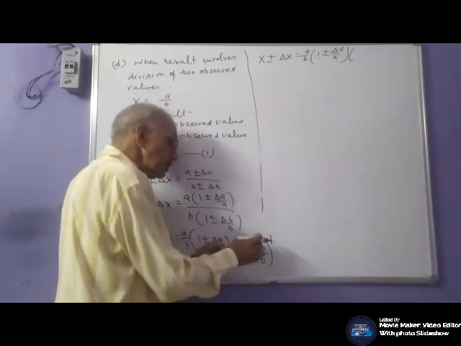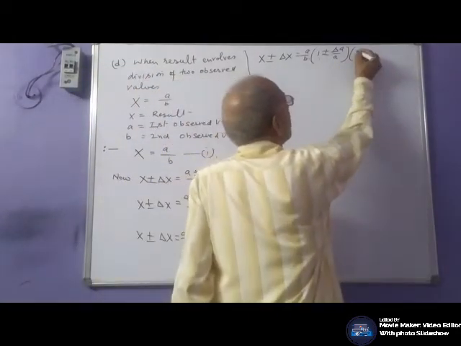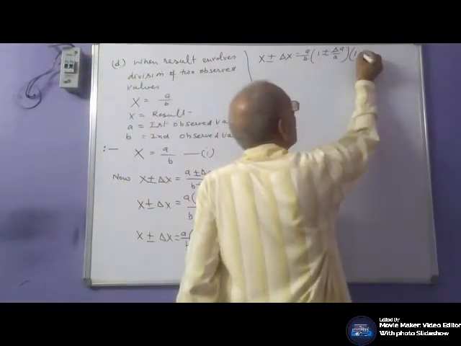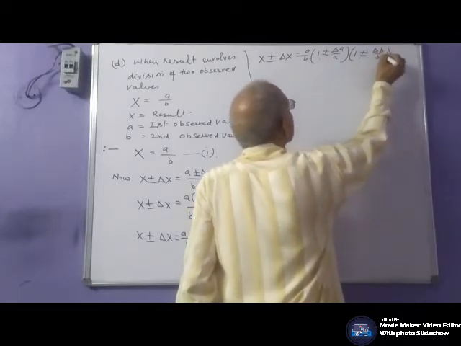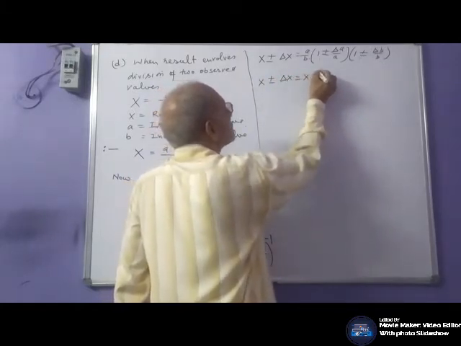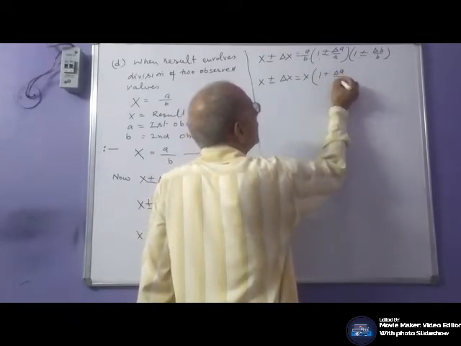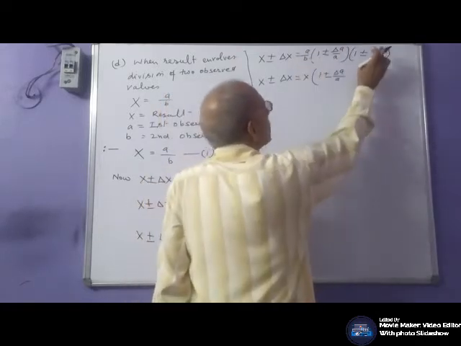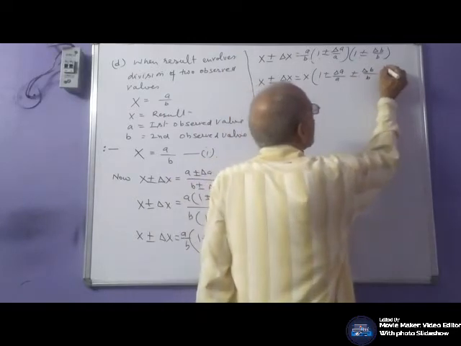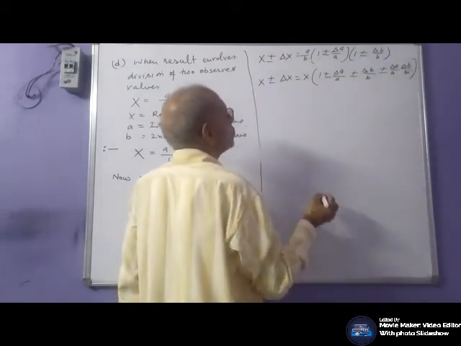Binomial theorem. If this is 1, this is a small quantity, then the power will be multiplied here. So 1 multiplied by minus here with this. So again plus minus delta b by b. So this is x plus minus delta x. AB is x. Open this bracket now. 1 plus minus delta a by a. Multiply 1 with this. Now multiply this with this. Delta b by b plus minus delta a by a delta b by b. Neglect this.